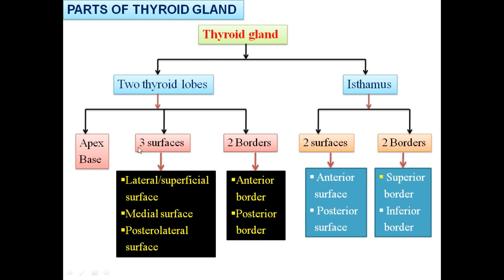The three surfaces are superficial, medial, and posterolateral or posterior surfaces. The two borders are the anterior and posterior borders. As far as the isthmus is concerned, it has anterior and posterior surfaces and two borders, superior and inferior.